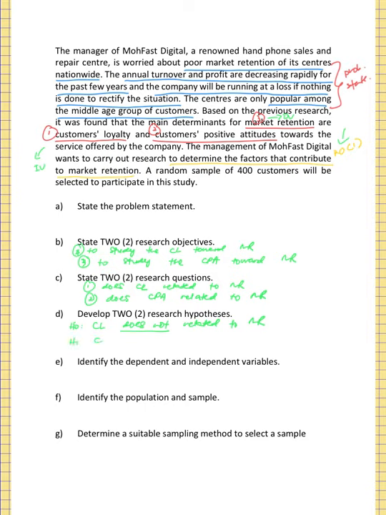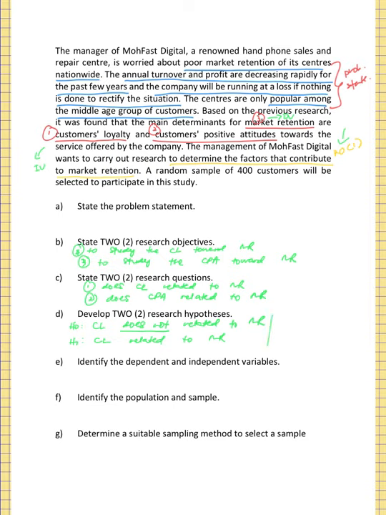So H1 dia customer loyalty related to market retention. Okay, ini dia tak ada perkataan not. Kalau H0 null hypothesis mesti ada word not tu. Performance of male student are not equals to performance of female student. And then H1 dia, performance of male student are equivalent to performance of female student, ataupun male student perform well rather than female student. Okay, tapi yang H0 dia mesti word not tu.